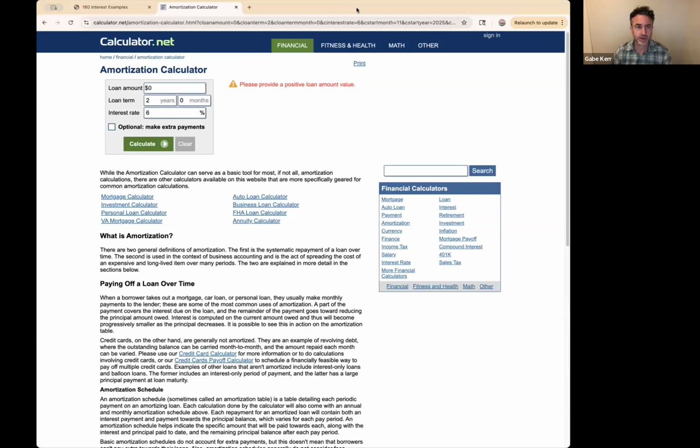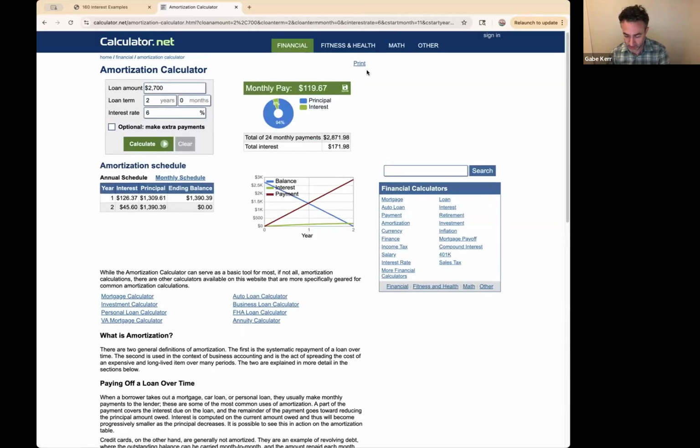Okay, so here's one. You just go online and you can put in, and it will ask you essentially exactly these three variables. So this loan amount is our principal. This is P. We write in 2,700. The loan term is 2 years, and the interest rate is 6%. So again, this is your APR. And when you make this calculation, it produces the monthly amount, which is 119 and 67 cents.